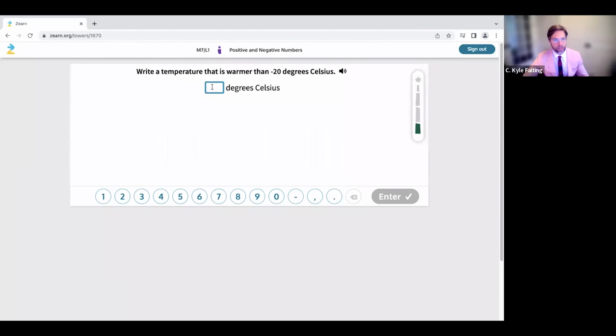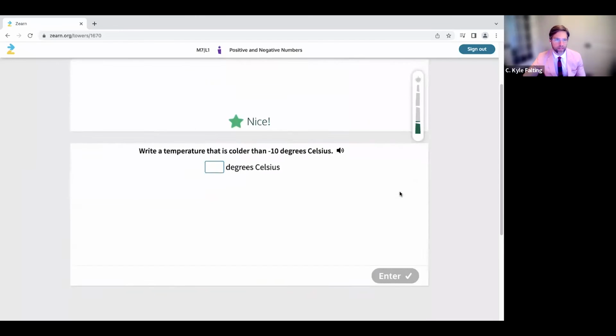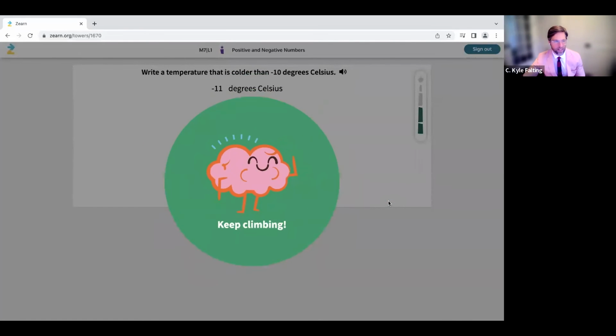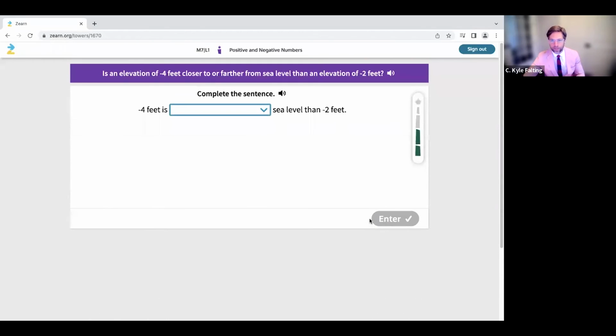So here, I'll name something that is warmer than -20 degrees. And now I'll name a number that is colder, or a temperature that is colder than -10 degrees Celsius. Keep climbing. So here in stage 3, we want to see if students really understand how to interpret negative numbers.